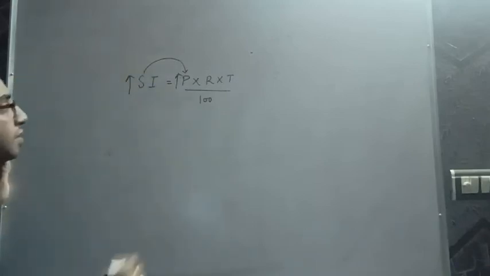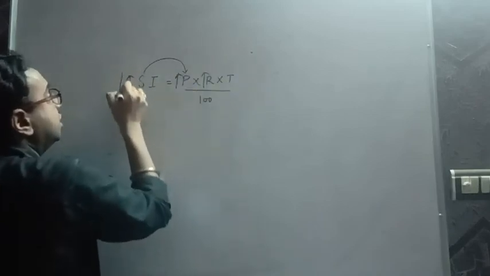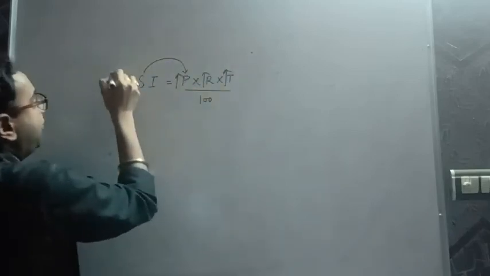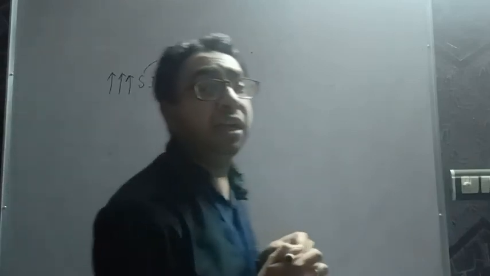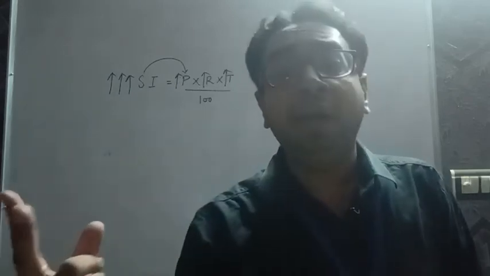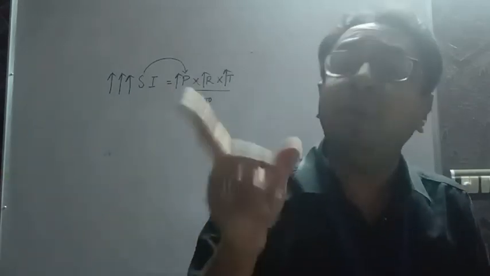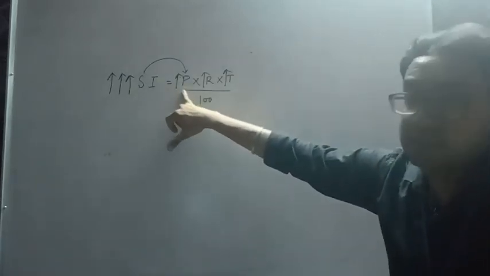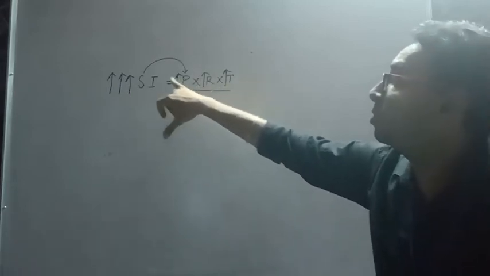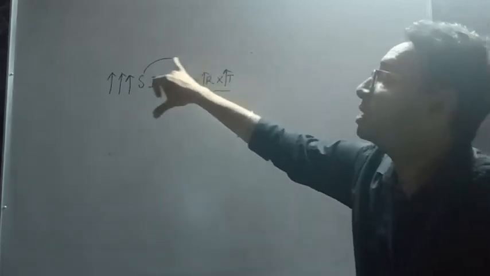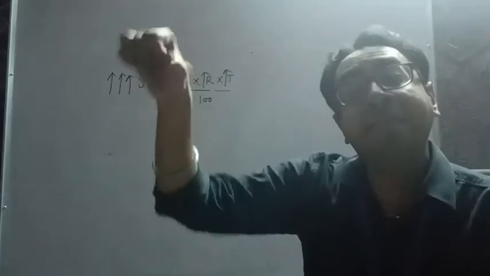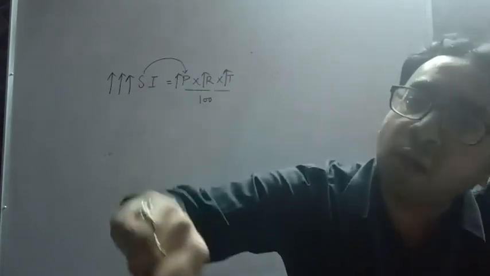Are we clear? Similarly, if rate increases, the interest also increases. If the time increases, definitely again SI will increase. The interest for 1 year and the interest for 2 years will be different amounts. Interest for 1 year will be lesser than the interest for 2 years. So hence your SI is directly proportional to principal, rate and time. If principal increases, SI increases. If rate increases, SI increases. If time increases, SI increases. If principal decreases, SI decreases. If rate decreases, SI decreases. If time decreases, SI also decreases.